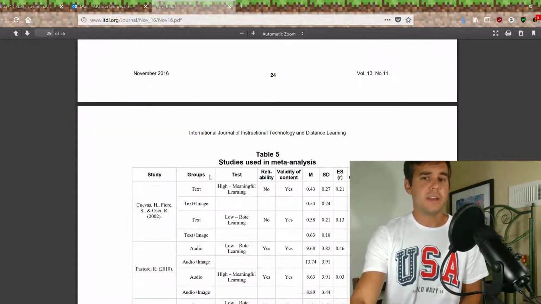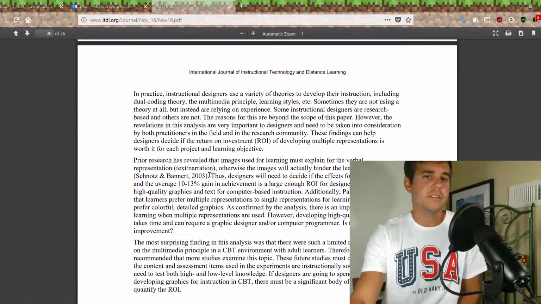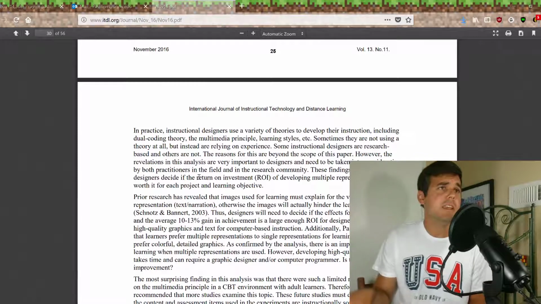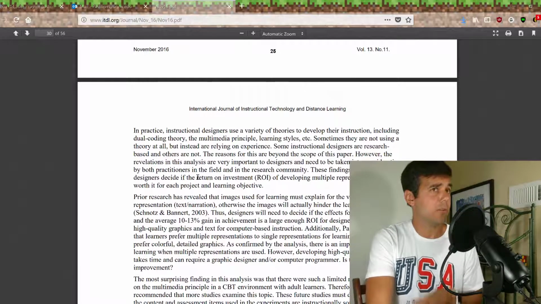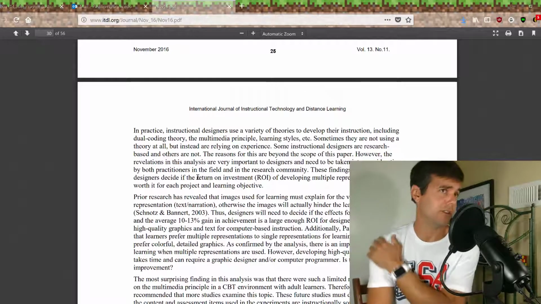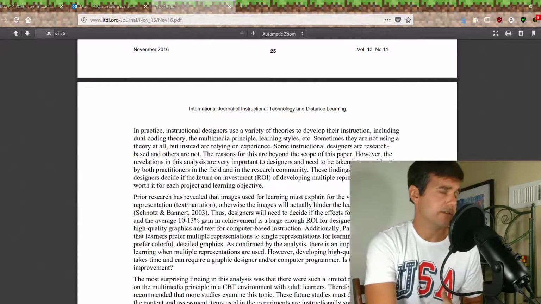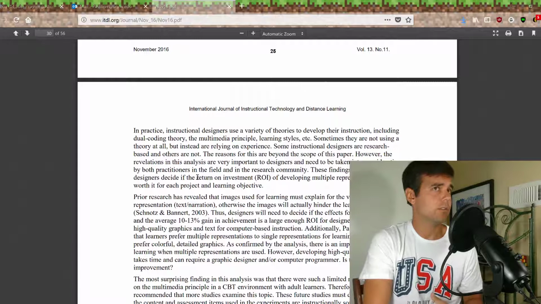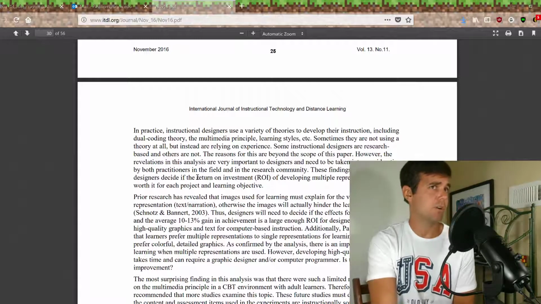So overall, what did I find? My overall conclusion of this study is that multimedia does produce a difference. That difference is what I've found in computer-based training with adult learners, around 10 to 13% of a difference. So the real question you have to ask yourself is, is it worth the extra money to develop images for a 10 to 13% difference? I can't answer that question for you.